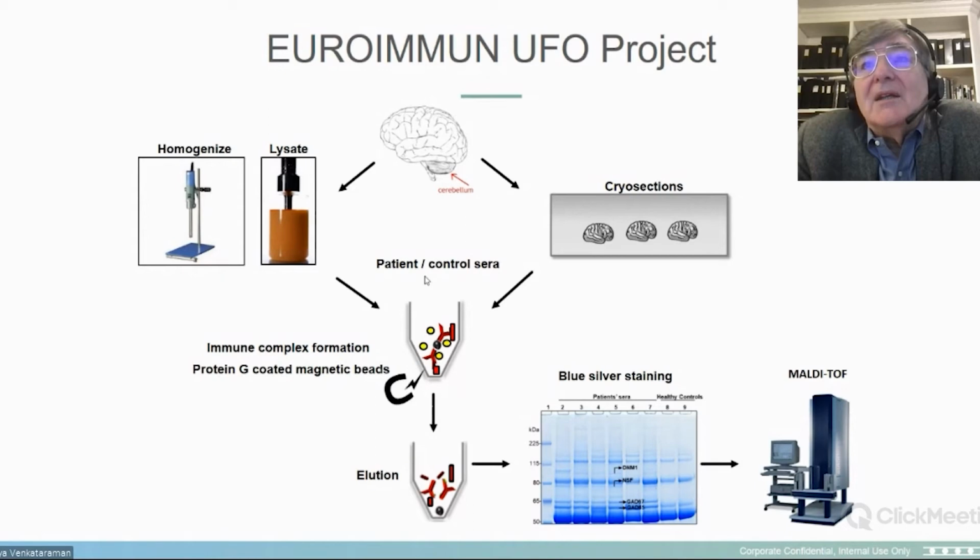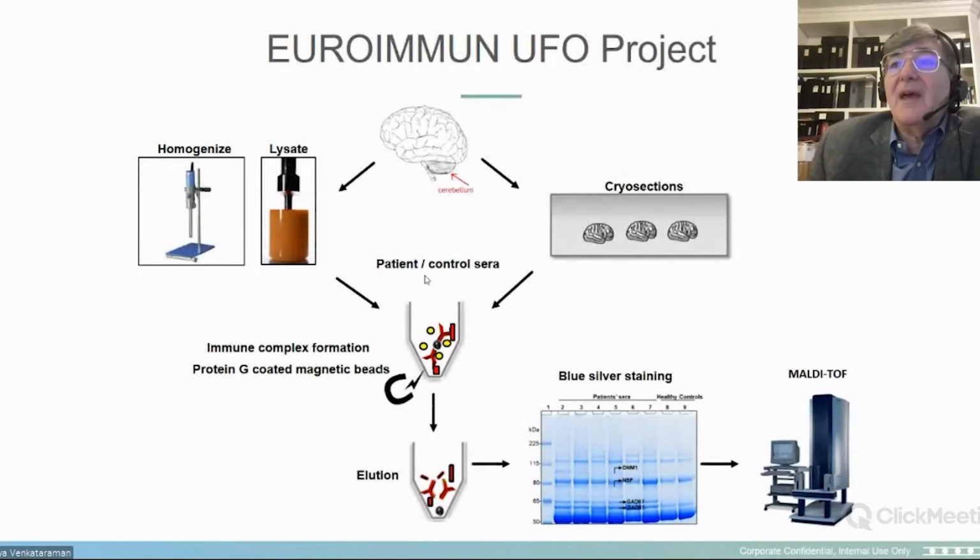You wash everything else off, and then you take your beads and elute the proteins off, run it in a polyacrylamide gel, stain it, and then look for proteins that appear novel and run them in mass spec, MALDI-TOF, to identify what the protein is. So that is your typical UFO project.